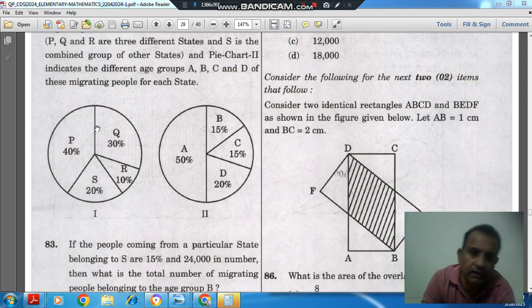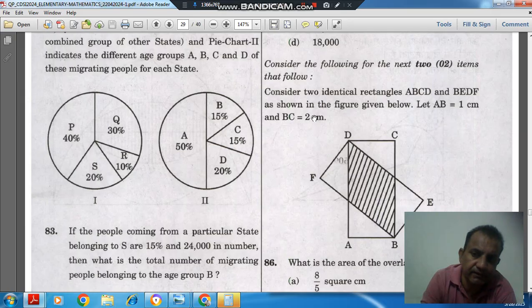Hello, welcome again. We are solving the elementary mathematics paper of year 2024 of the CBSE exam. Question number 86 and 87 carry a common statement, and the statement is: consider the following for the next two items that follow. Consider two identical rectangles ABCD, BEDF as shown in the figure below.